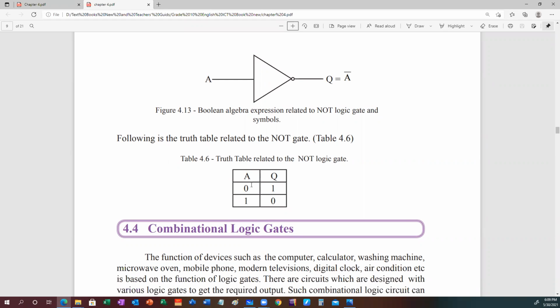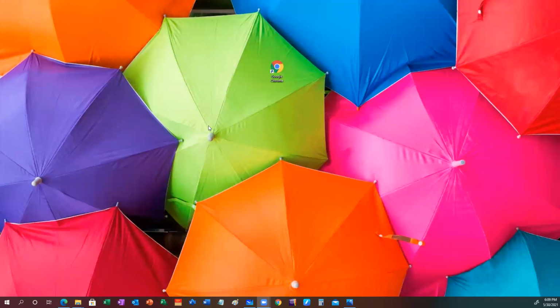Before we move to combinational logic gates, let's try to understand some logic diagrams with basic logic gates.